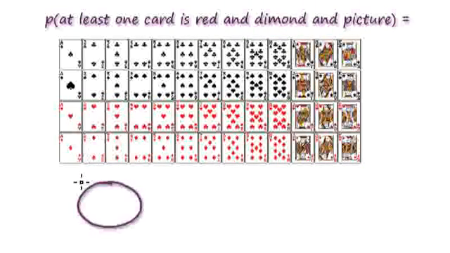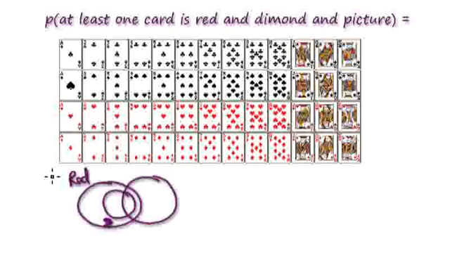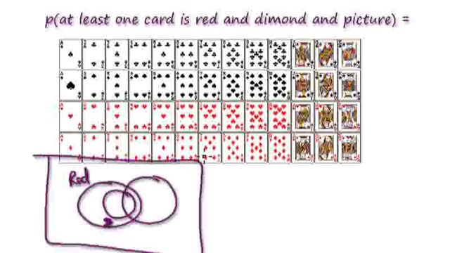This one here will represent red. Okay, the thing is, diamond is going to be within this. So it's going to be like this. I'm just going to use a D for diamond. Okay, and picture would be something like this. Okay, and then you've got your whole set here.